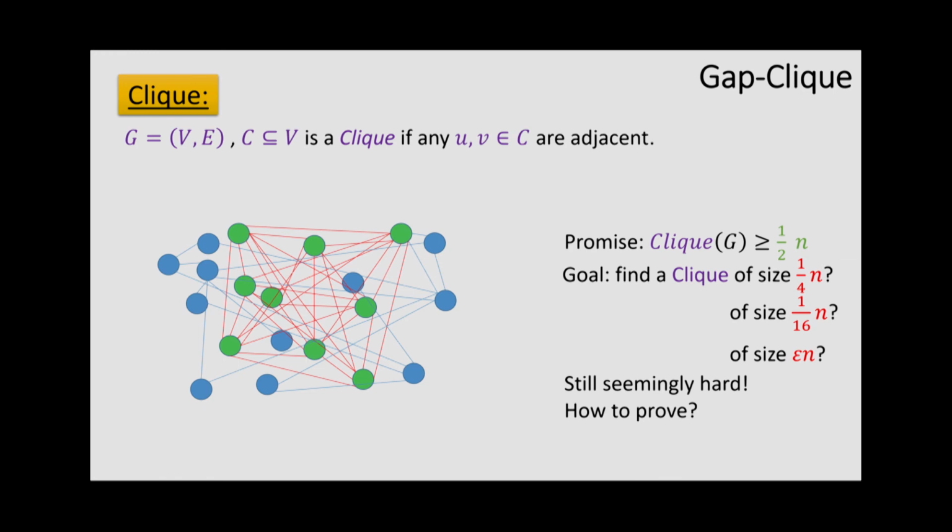And if we still want to get some evidence for the hardness of the problem, we need to assume stronger assumptions, namely the Unique Games Conjecture, which we shortly define.